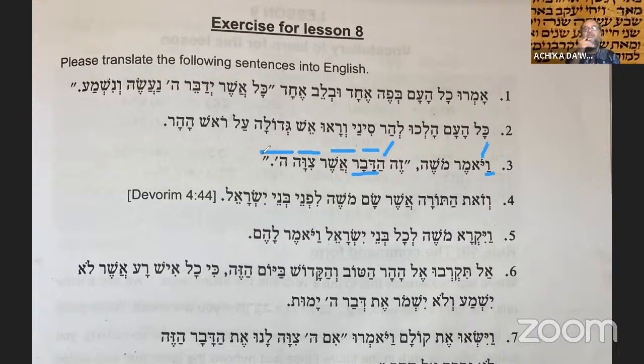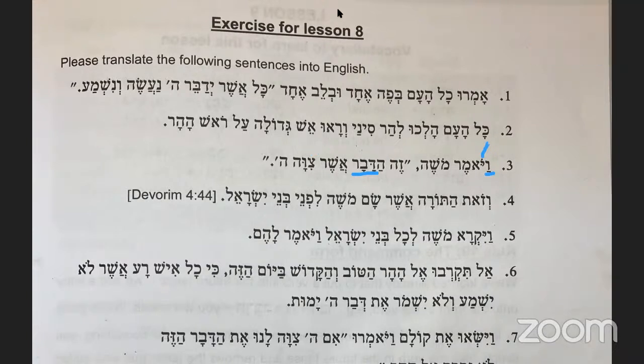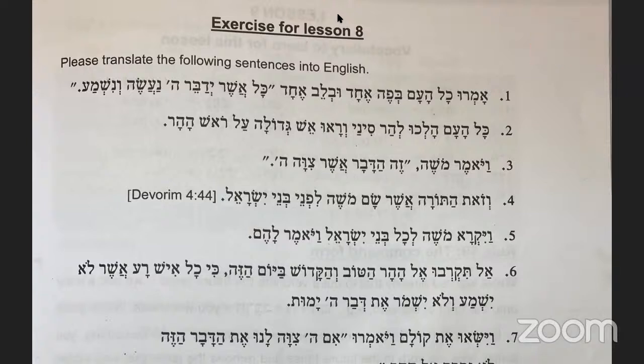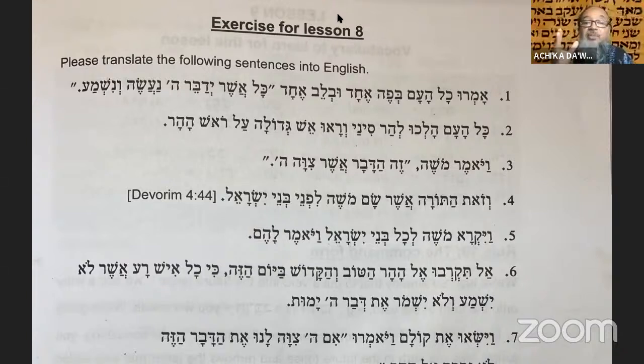Number 4. Wazoth, masculine or feminine? Feminine. And this is the Ha what? Torah. The Ha Torah Asher, meaning that set Moshe Lifnei B'nai Yisrael. What's the B'nai of Yisrael? Sons. The sons of Yisrael.